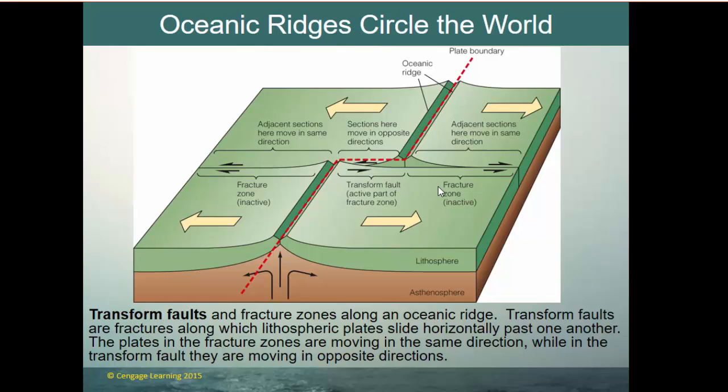These plates in the fracture zone are moving in the same direction, while at the transform fault, they're moving in opposite directions. So it means that these two chunks of the plate are moving in the same direction, and these two chunks of the plate are moving in the same direction, but at this transform fault, the plates are moving in opposite directions. And that's a fault. In this location, these plates may be moving in the same direction, but they could also be moving at different rates. And so that's your fracture zone, and that's your transform fault.